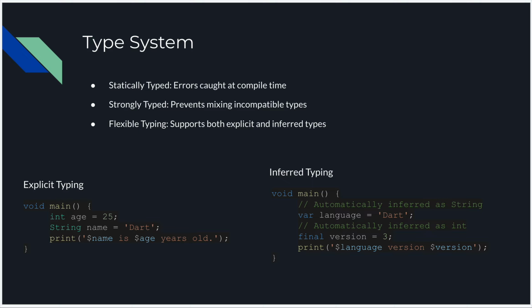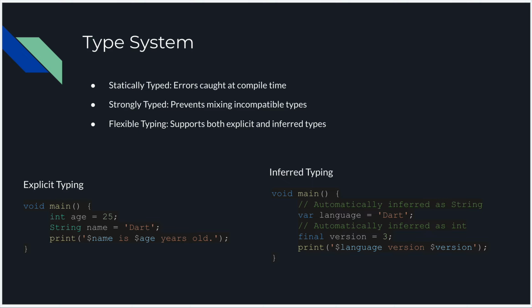Dart uses a static type system, which means it catches errors while you're writing the code rather than waiting until it runs. This helps you avoid common mistakes. It's also strongly typed, so you can't mix incompatible types, like trying to add a number to a string.